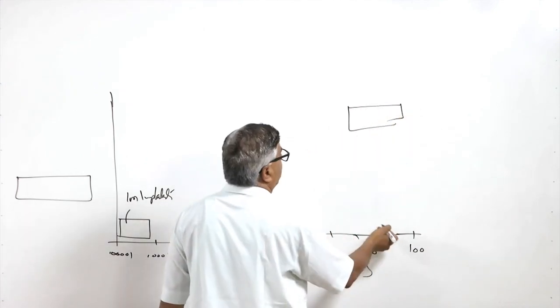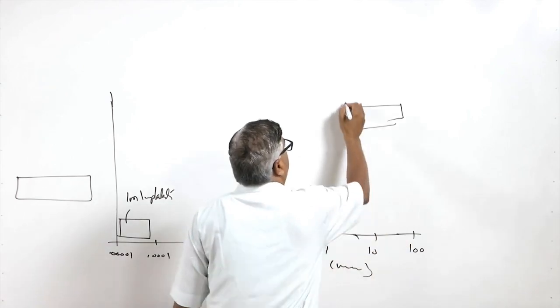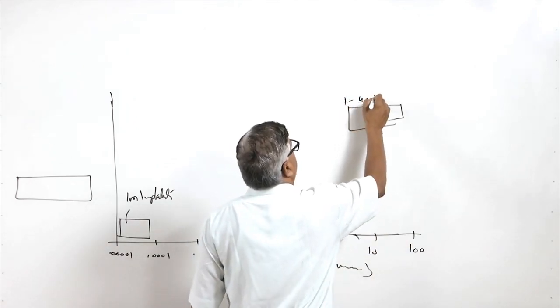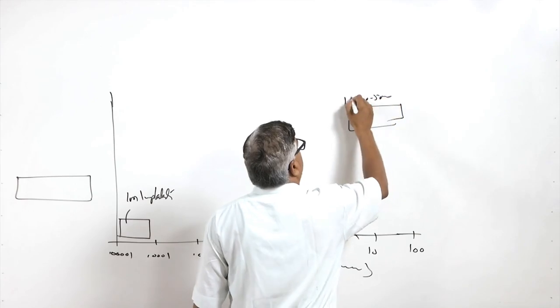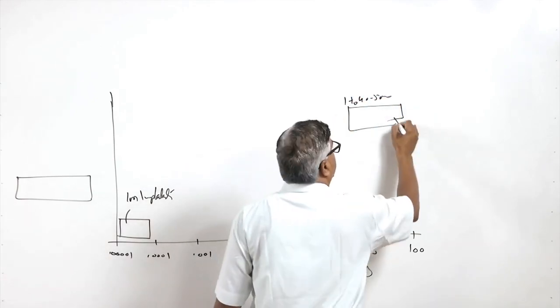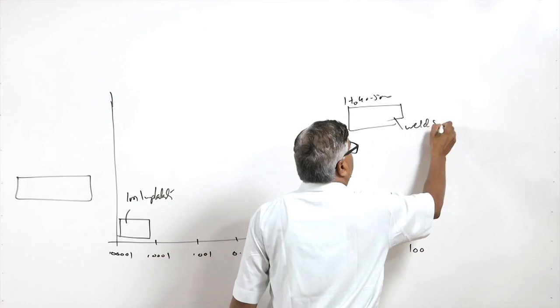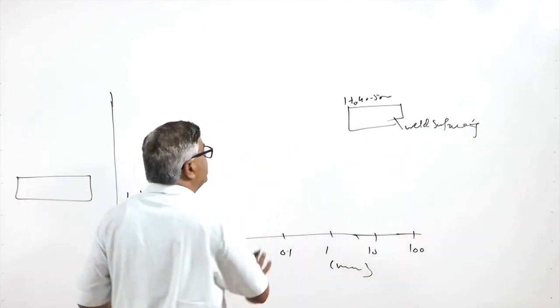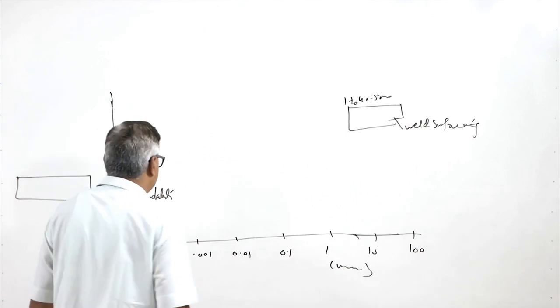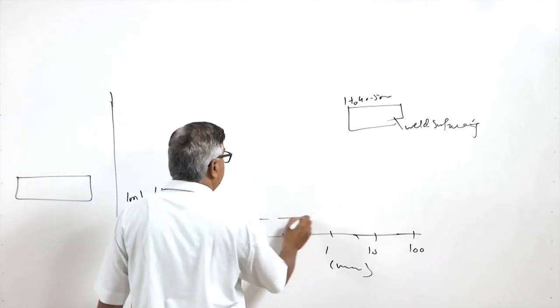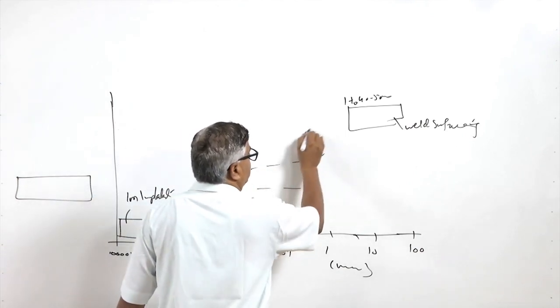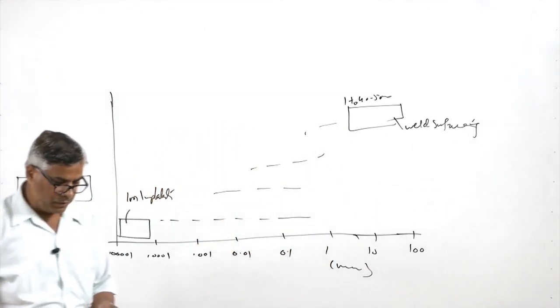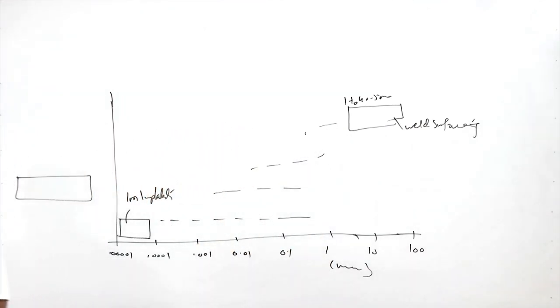weld surfacing, a 1 to say 40 to 50 mm thickness layer, can be applied through the weld surfacing. So between these we have a very wide range of processes with varying capability to modify the surfaces up to different depths. This is what we can see from this diagram also.